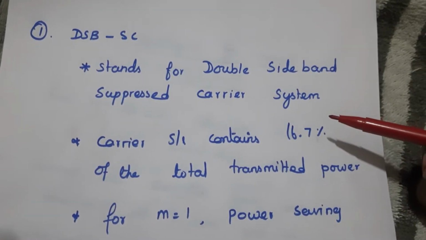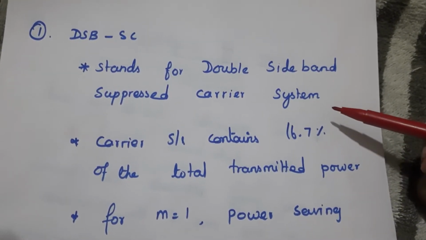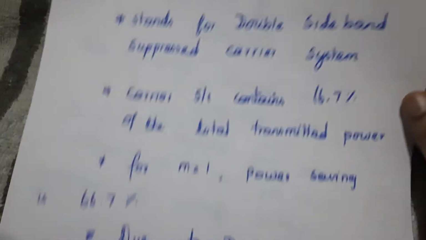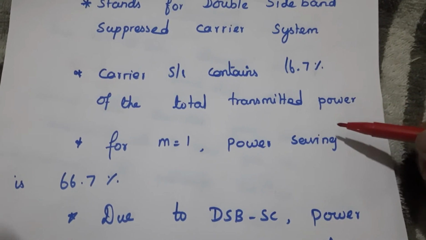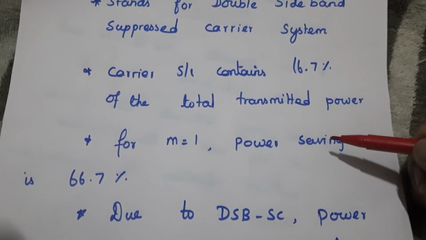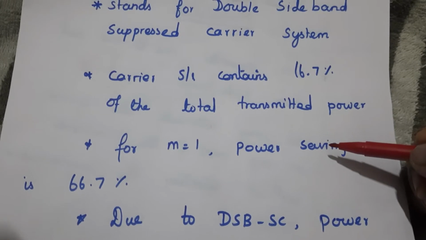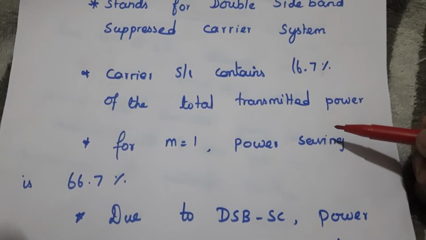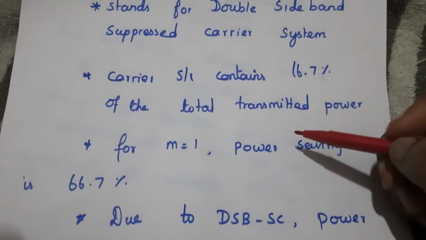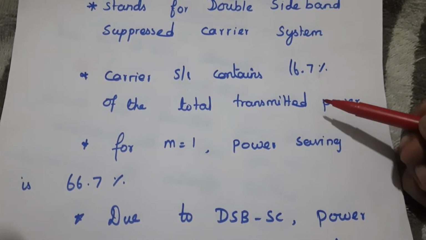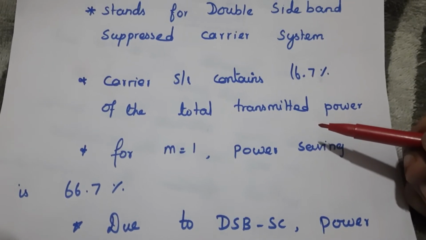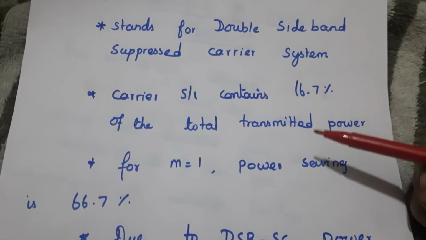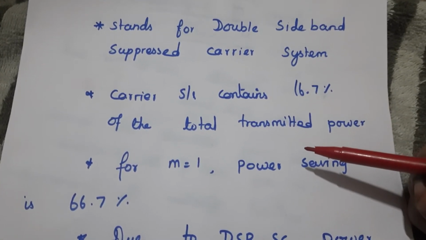because the carrier signal contains 66.7% of the total transmitted power. So it eliminates the carrier. For m equal to 1, the power saving is 66.7%. By eliminating the carrier, the power saving is 66.7%, because m equal to 1 means 100% modulation. In 100% modulation, if you eliminate the carrier signal, we can save power up to 66.7%.